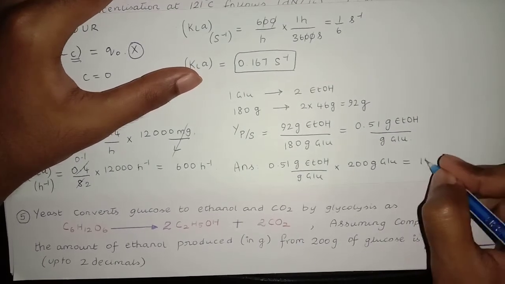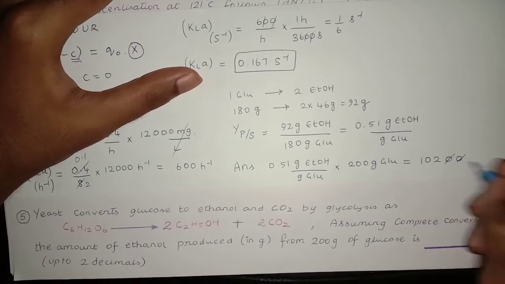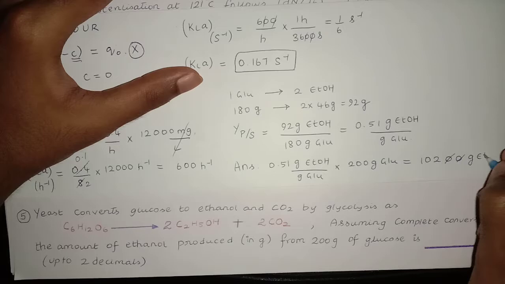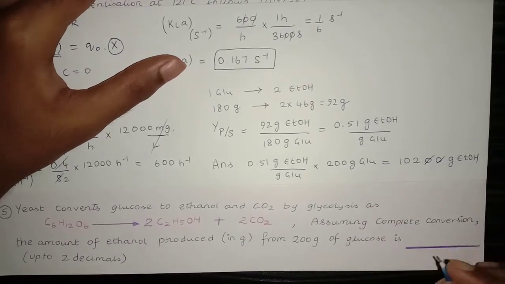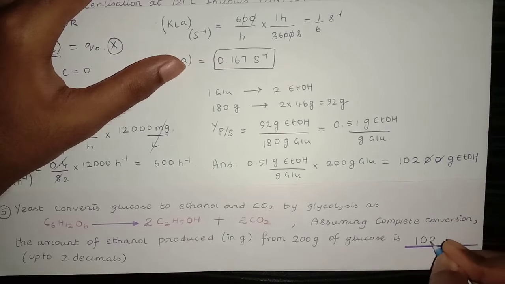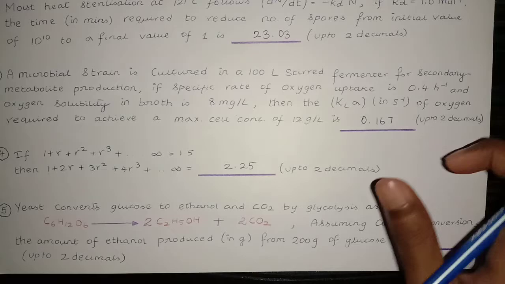Two fives are 10, two ones are 2, so about 102 grams of ethanol. So we produce about 102 grams of ethanol per 200 grams of glucose.